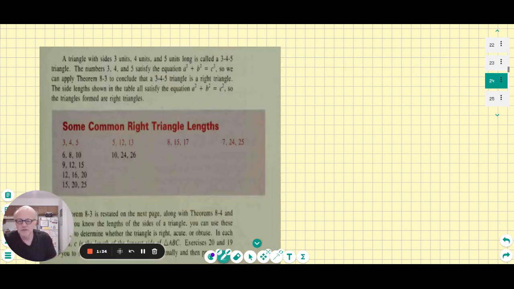All right, so if we have a triangle that has sides of 3 units, 4 units, and 5 units long, that might be something like 3, 4 in this direction, and 5 in this direction. And we plug these numbers into a squared plus b squared equals c squared. If this is indeed true, then this is a right triangle. 9 plus 16, it really is 25.